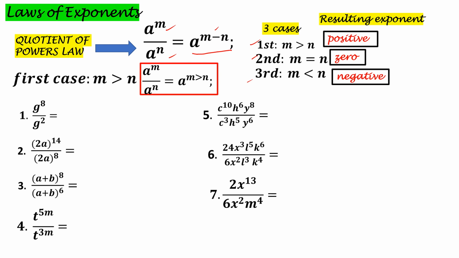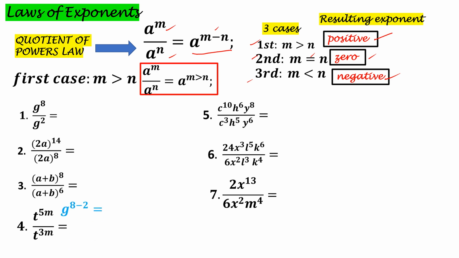If m is greater than n, so the numerator's exponent is bigger than the exponent of the denominator, and of course we will be obtaining a positive exponent. And if m will be equal to n, we will be obtaining a zero exponent. And if m, as in the third case, is lesser than n, remember that if m is lesser than n, we can obtain a negative exponent.